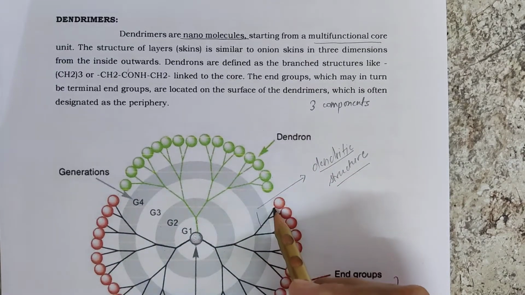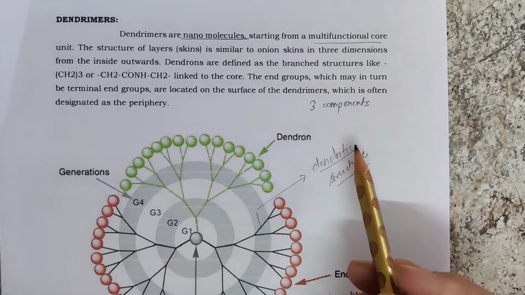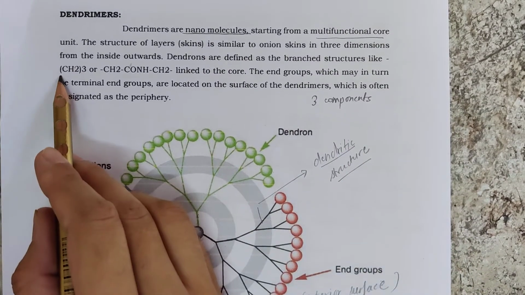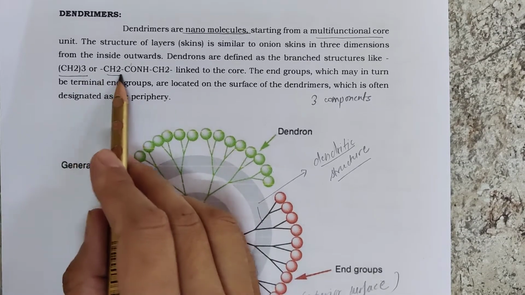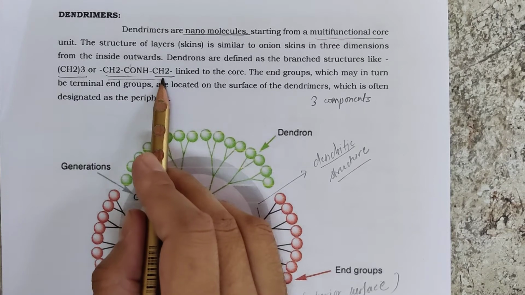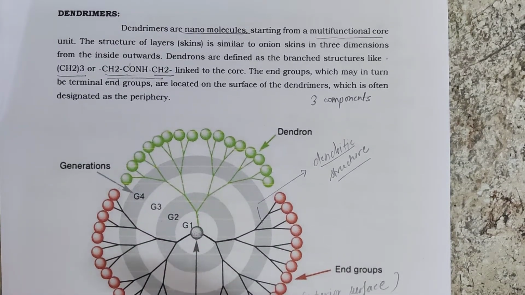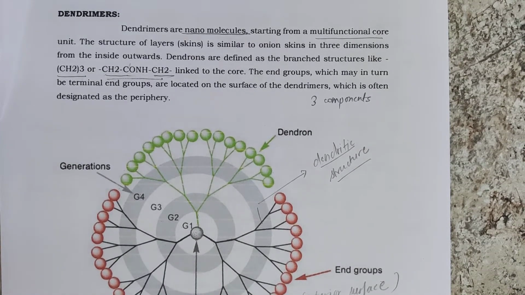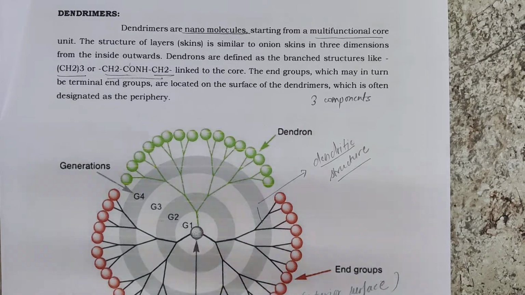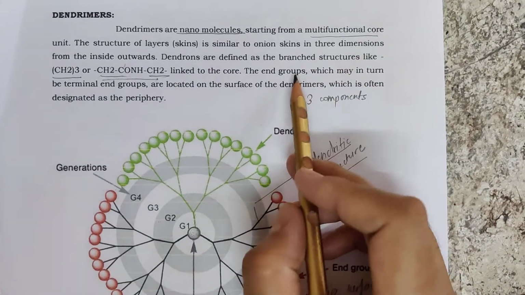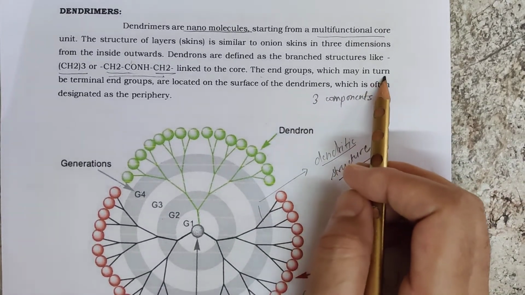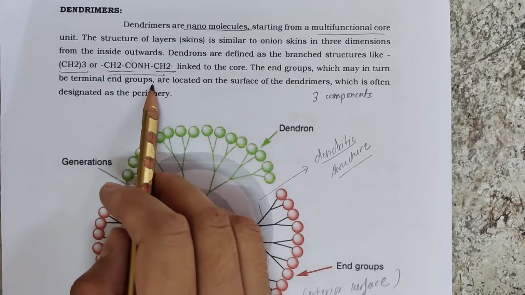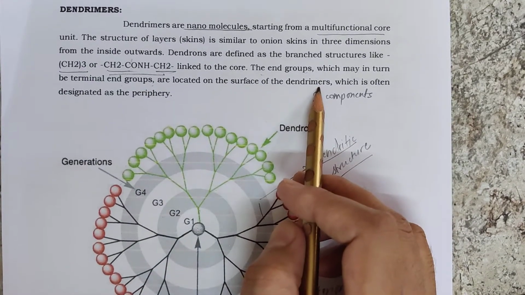These functional groups, these branching-like structures, could be your alkane groups or CH2, CONH, CH2. That could depend on what kind of property you want to give to the dendrimers. Depending on that, the core is chosen, the branching is chosen, the functional groups are chosen. Okay. Third was end group, or you can say your functional groups, which may in turn be terminal end groups, are located on the surface of dendrimers.